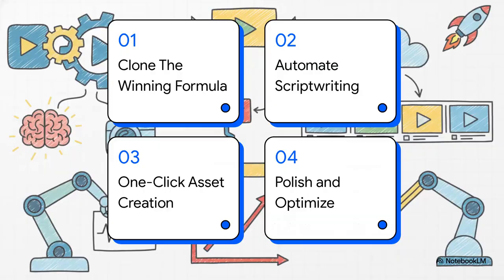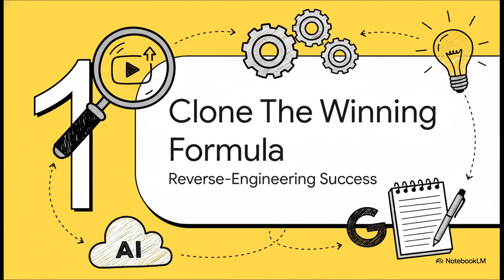Okay, so we're going to walk through this whole blueprint in 4 phases. First, we'll clone a winning formula. Then we'll automate the script writing. After that, we'll generate all our visuals with basically one click. And finally, we'll polish everything to really maximize those views. Let's get into phase 1.